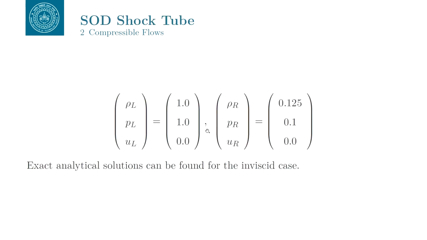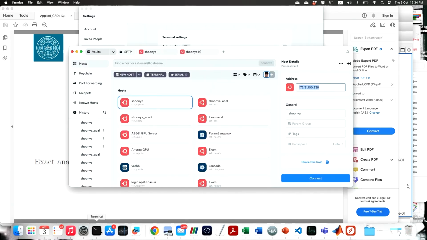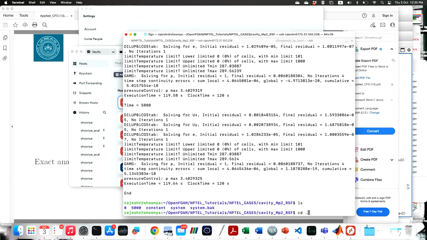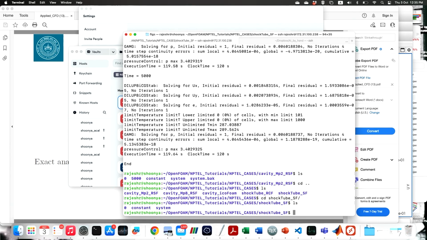Okay, so let us set up this simulation. Because this has shocks, typically two solvers are better for shocks. One is rhoPimpleFoam, another is rhoCentralFoam, right. So, let me show you the setup for both. It has already been done, but we have already discussed that. Okay, so let us go to the shock tube. This is rhoPimpleFoam.